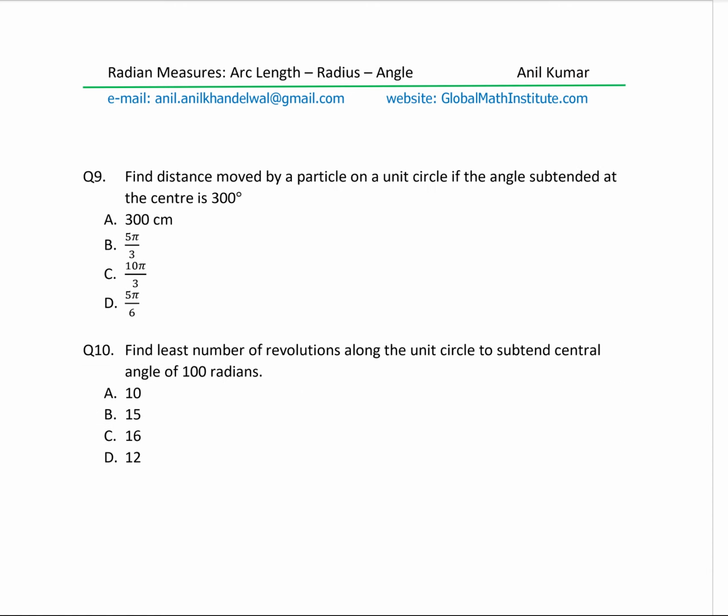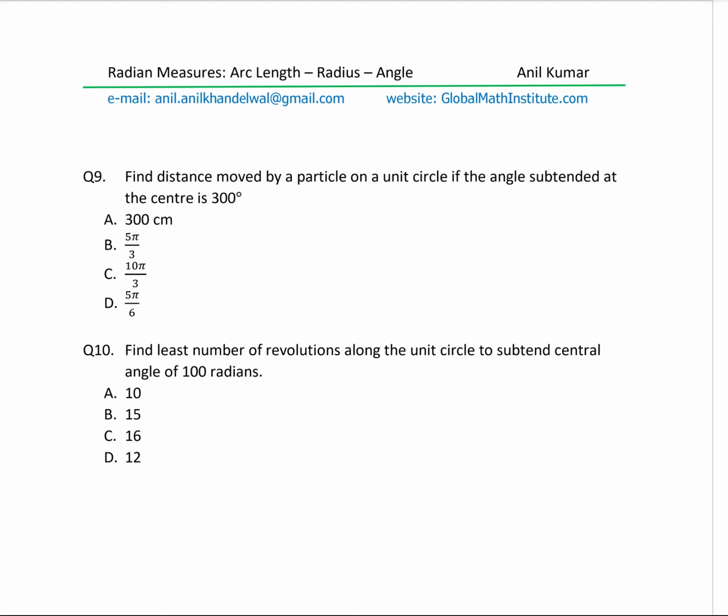Last two questions for you, question number 9 and 10. So I hope the concepts are absolutely clear. Slightly difficult questions are coming on our way now. Here, question number 9 is, find distance moved by a particle on a unit circle if the angle subtended at the center is 300 degrees.